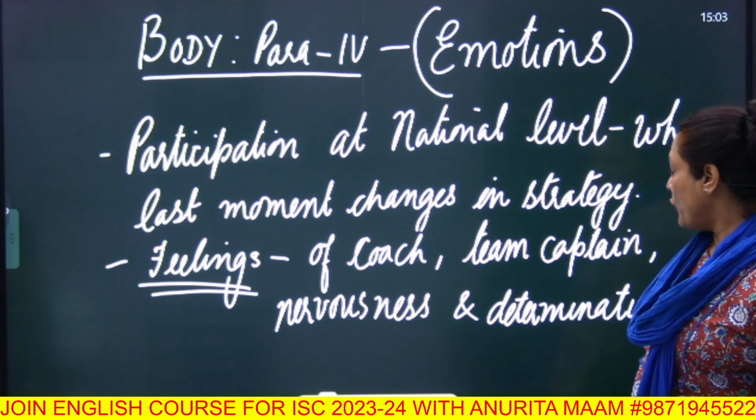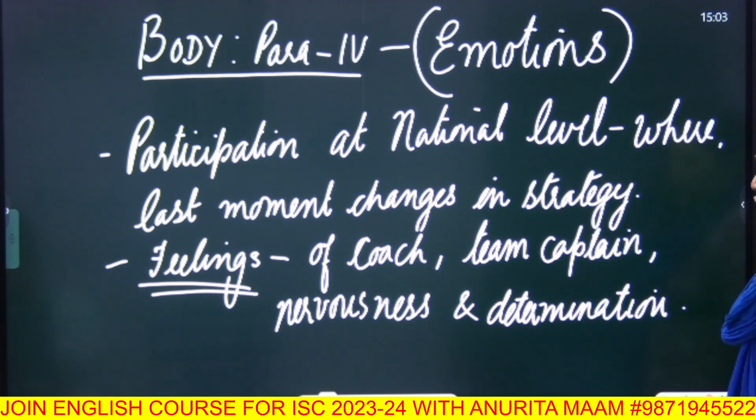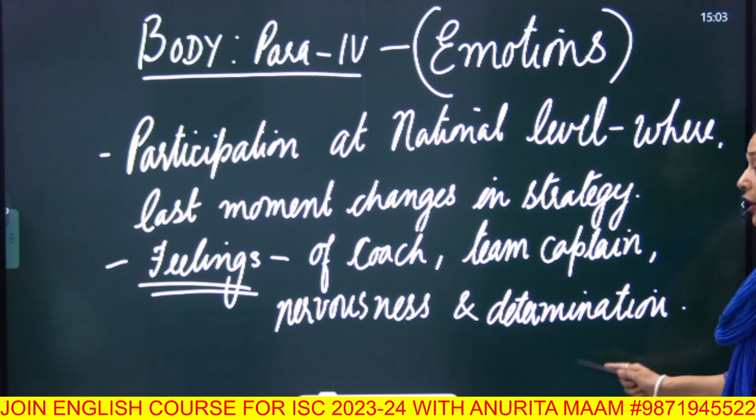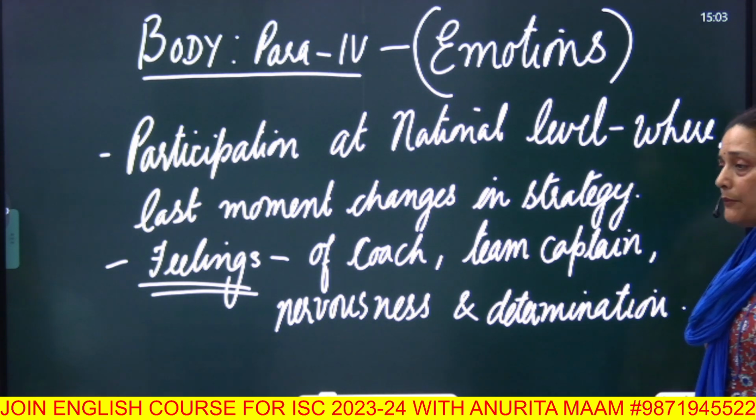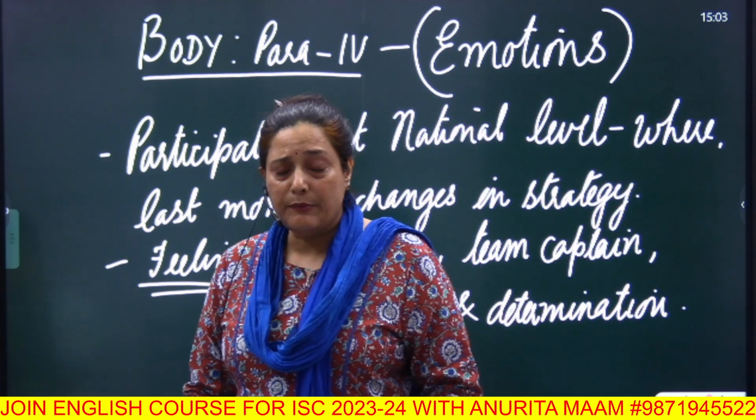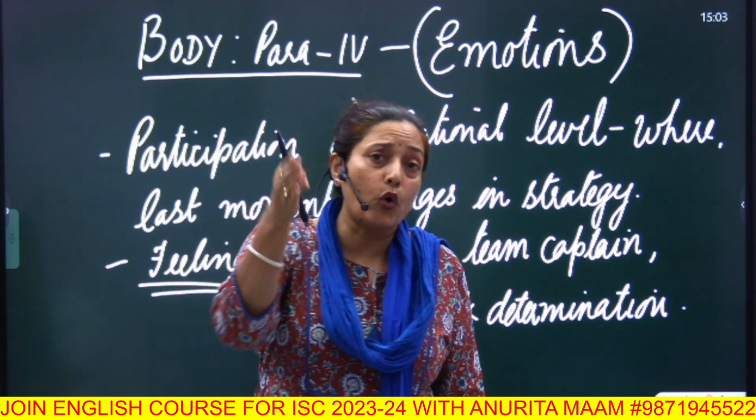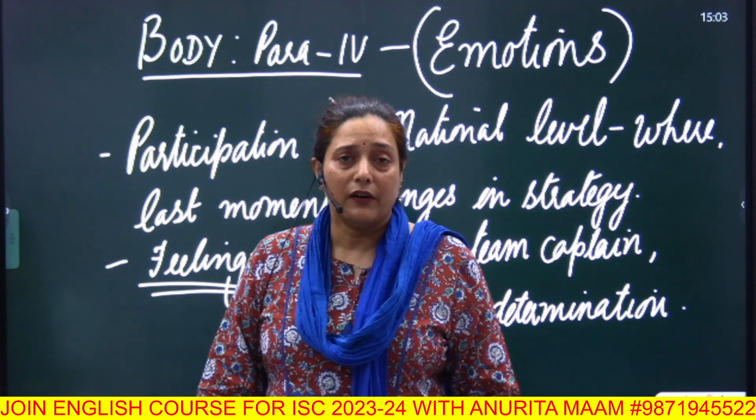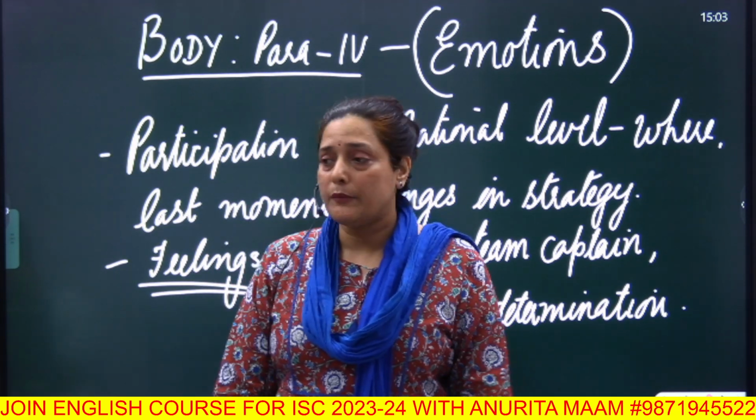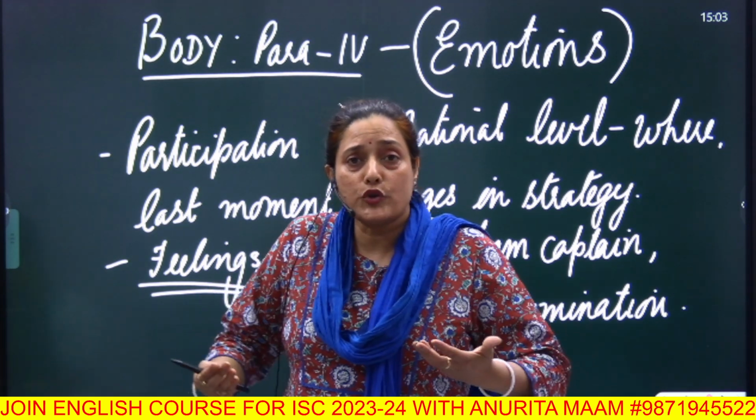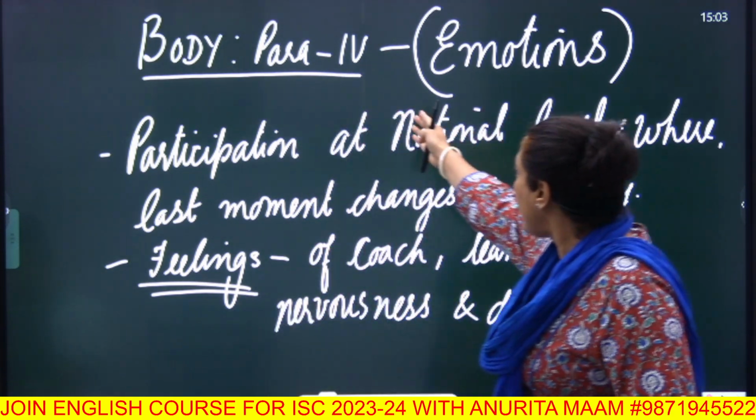And what kind of emotions? They can be emotions of nervousness, they can be emotions of determination, they can be emotions of anger, agitation, they can be emotions of a go-getter. कि जीतना है तो जीतना ही है. All right? The spirit of determination or the team spirit came up. ये सब क्या है? ये emotions हैं. आपको इसके बारे में लिखना है.